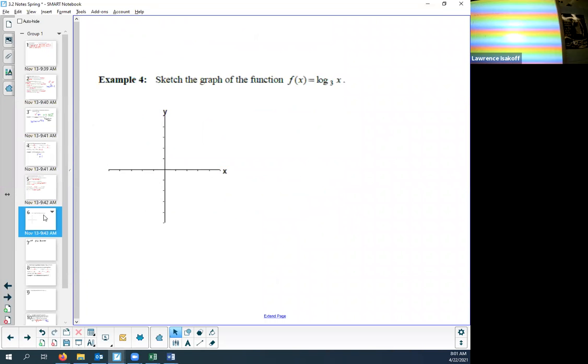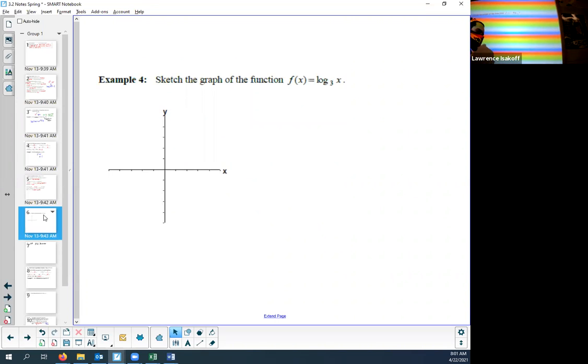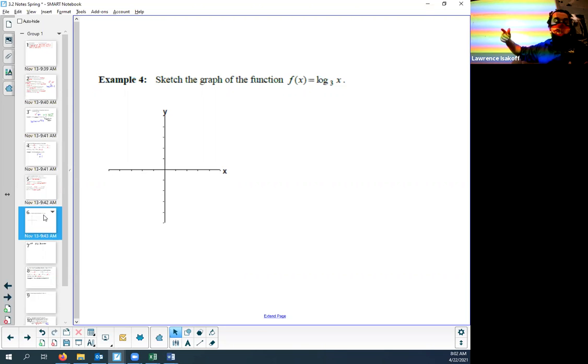So last piece of notes, we're just going to sketch this graph. Now, does this move left, right, up, down, anything like that? So we think back to the transformations. It's nothing in front, right? So no stretch or compress or reflection. Is there anything inside the function besides x? So that means no left or right movement. And there's nothing added or subtracted on the outside. So that means no up or down movement for this one.